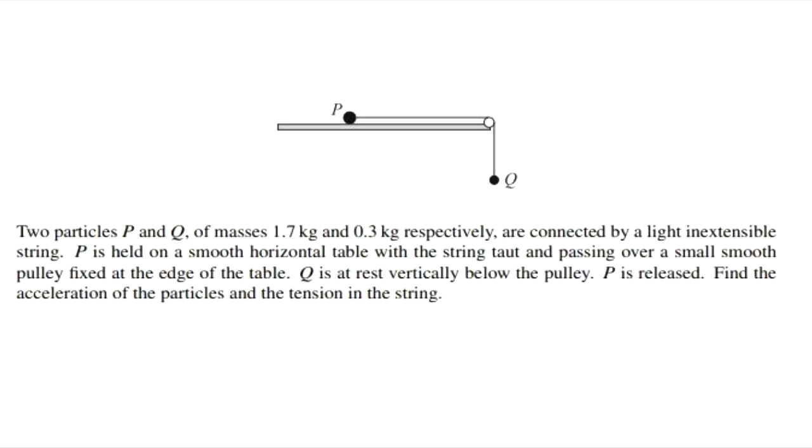The last question. Two particles P and Q of masses 1.7 kg and 0.3 kg respectively are connected by a light inextensible string. P is held on a smooth horizontal table with the string taut and passing over a smooth pulley fixed at the edge of the table. Q is at rest vertically below the pulley. P is released. Find the acceleration of the particles and the tension in the string.